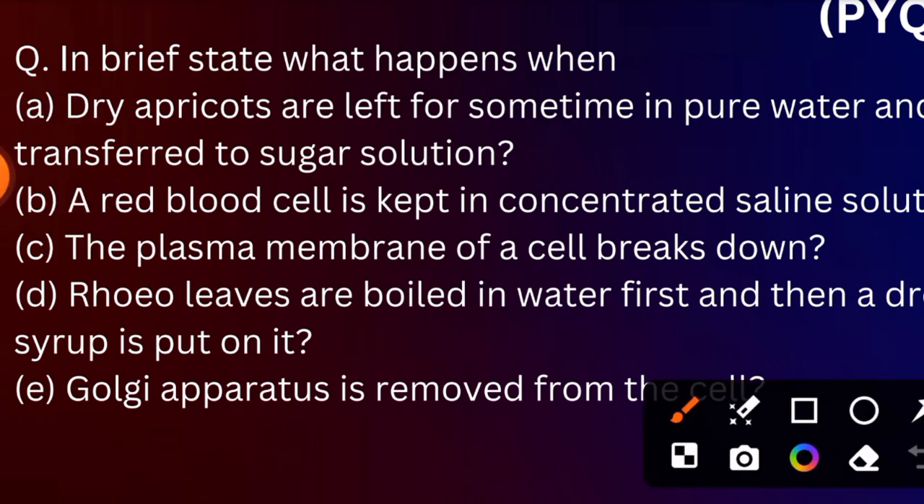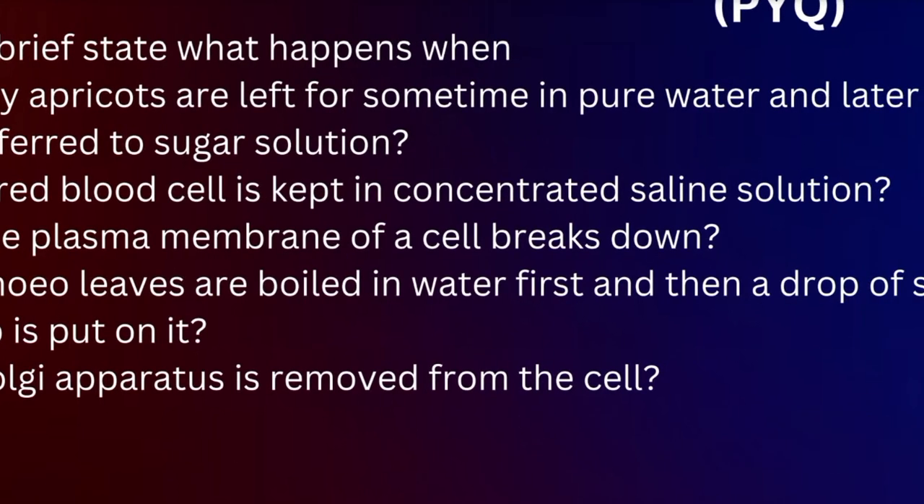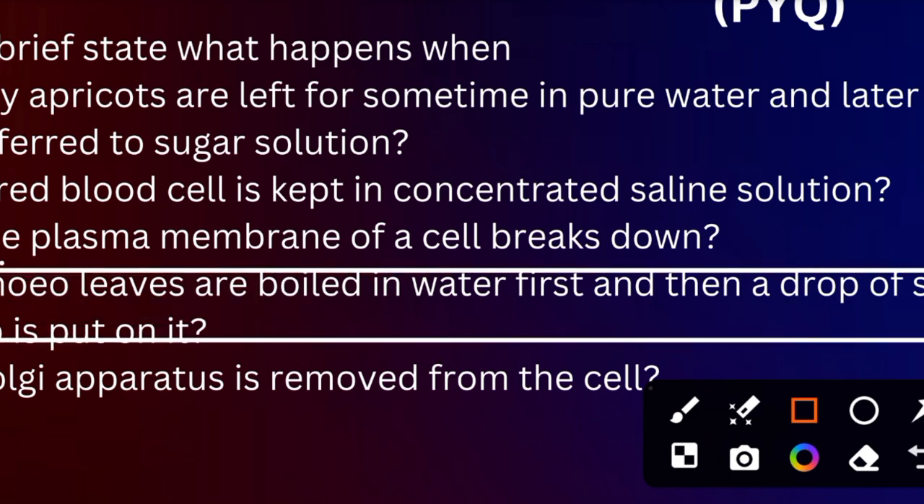Now, the leaves are boiled in water, and then a drop of sugar syrup is put on them. See, when the leaf is boiled, all the organelles will die, like all the organisms in the cell will die. So if a drop of sugar syrup is put on it, it won't make any difference, maybe, according to me. But I don't give you a guarantee of the answer to this question, because I just said something.